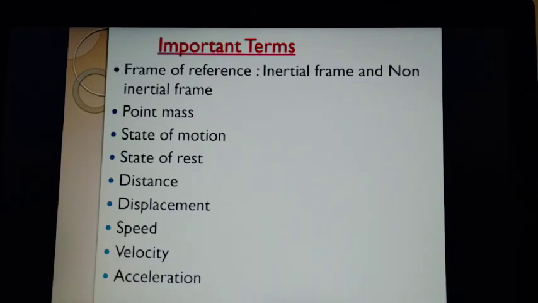And speed is distance traveled per unit time, velocity is displacement per unit time. Both are measured in meter per second. And acceleration is change in velocity per time, so its unit is meter per second square. So all these you have already well learned, so refresh all those matters.